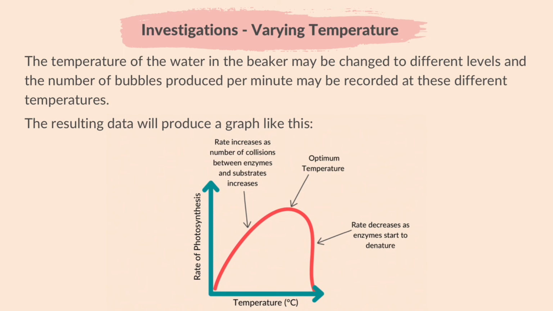The rate of photosynthesis initially increases with temperature as the number of collisions between enzymes and substrates increases until the optimum temperature is reached, after which the graph reverses and eventually drops down to zero. This is because high temperatures will denature enzymes that are required for photosynthesis. If it's too cold also, the rate of photosynthesis will decrease.